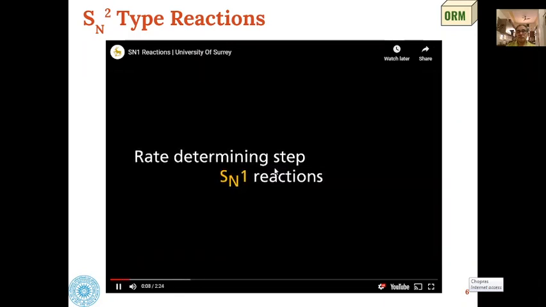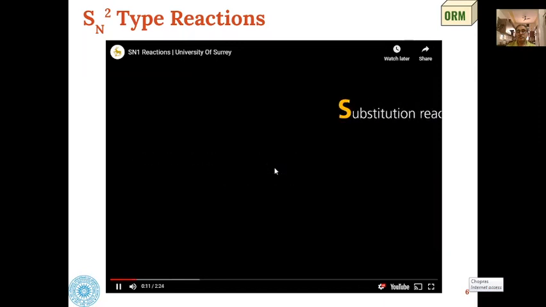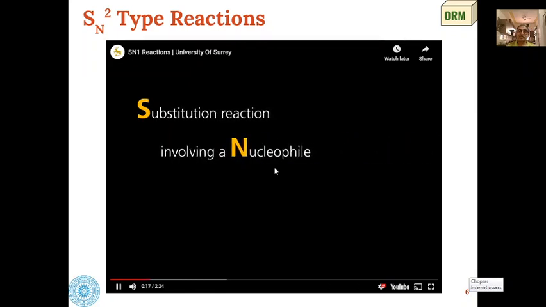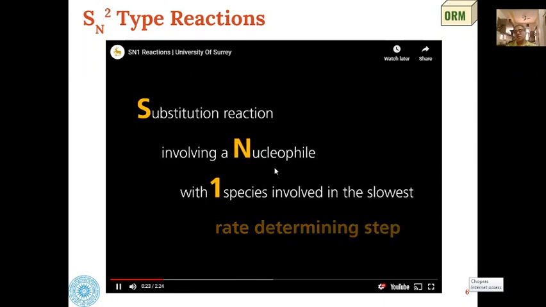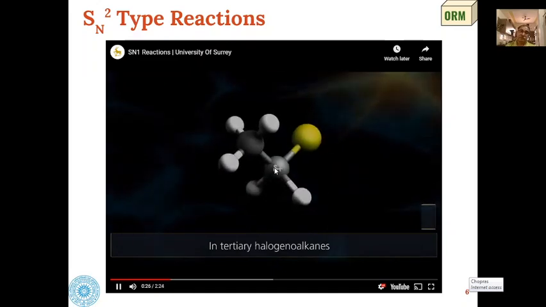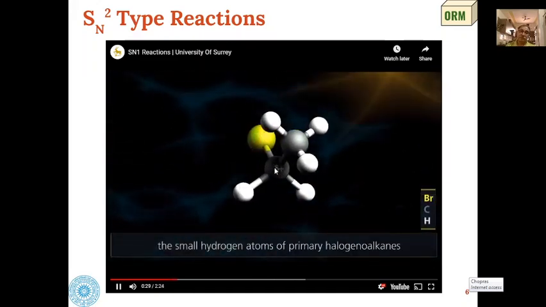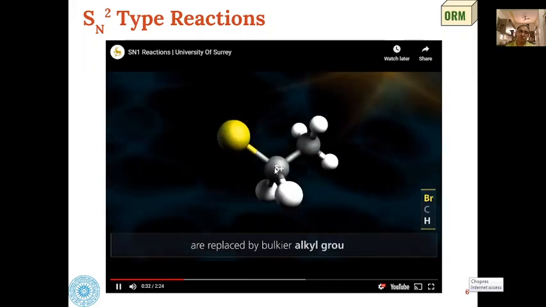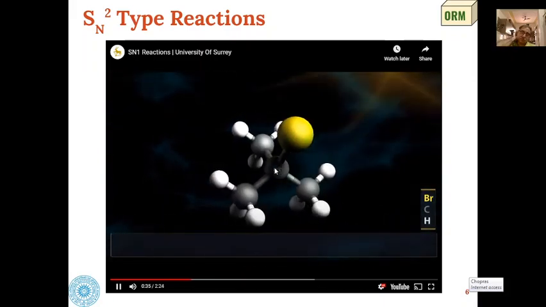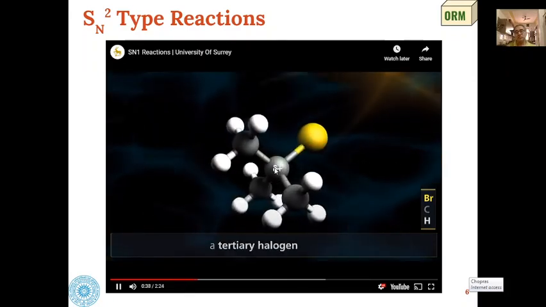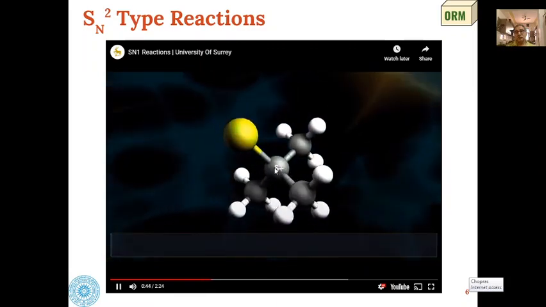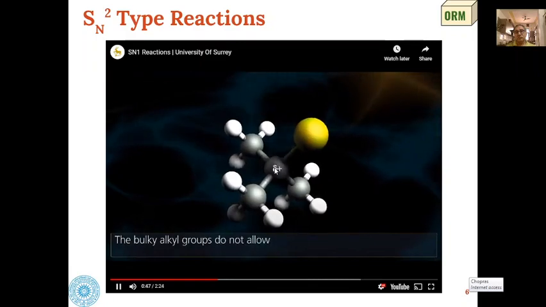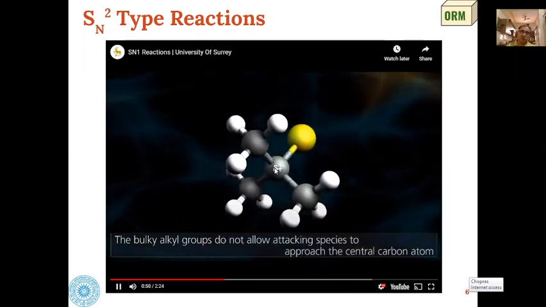Tertiary halogenoalkanes undergo SN1 reactions, where S indicates a substitution reaction is occurring, N indicates that a nucleophile is involved, and 1 indicates that only one species is involved in the slowest rate-determining step. In tertiary halogenoalkanes, the small hydrogen atoms in primary halogenoalkanes are replaced by bulkier alkyl groups. Tertiary halogenoalkane. The bulky alkyl groups do not allow attacking species to approach the central carbon atom.